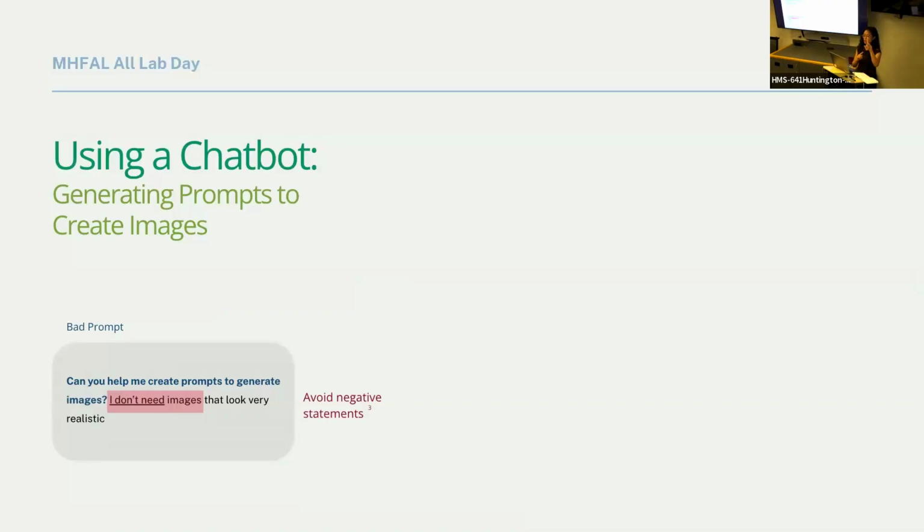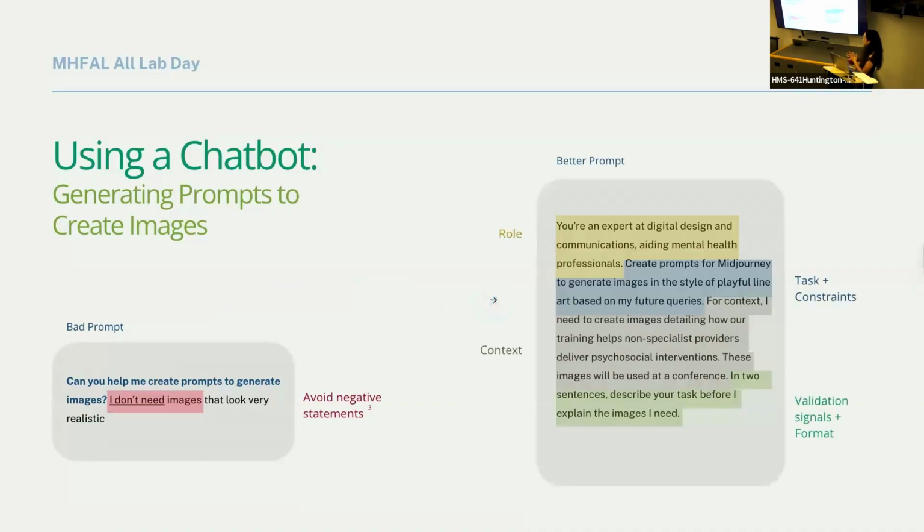So one, it asked a question and didn't make a statement. That's bad. Two, it included a negative statement. You want to frame everything in a positive statement. So instead of saying, I don't need an image that looks very realistic, you should say I need an animation. So that's the positive rendition of that. So this is a better prompt.